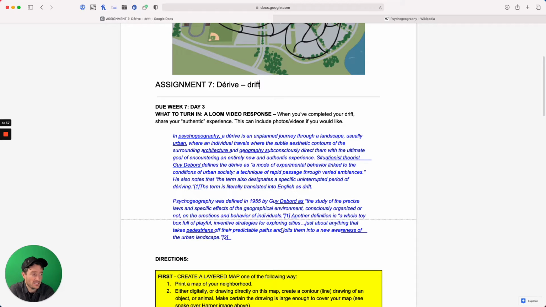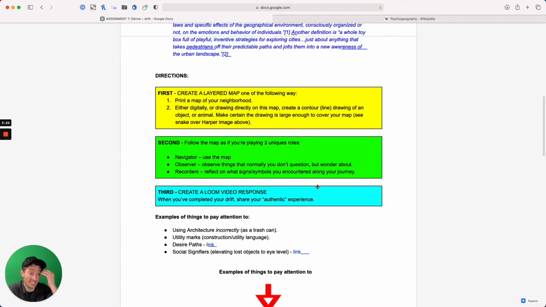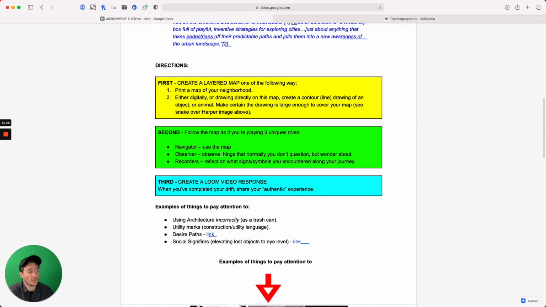Another definition is a whole toy box full of playful, inventive strategies for exploring cities. Just about anything that takes pedestrians off their predictable paths and jolts them into a new awareness of their urban landscape. A lot of this had to do with this desire to seek out and encounter an entirely new and authentic experience, right? Something that was not generated or conditioned for us.